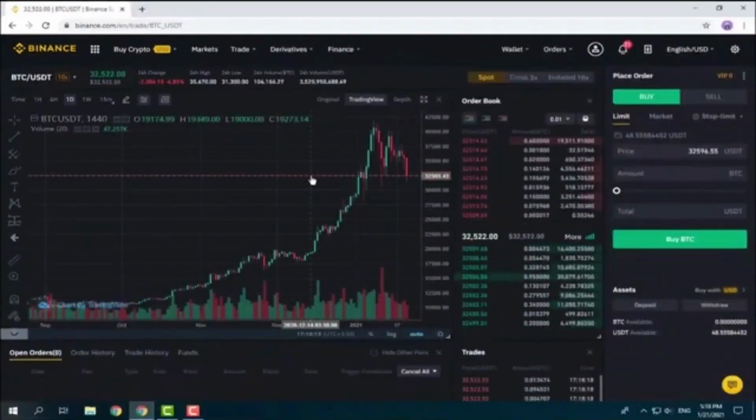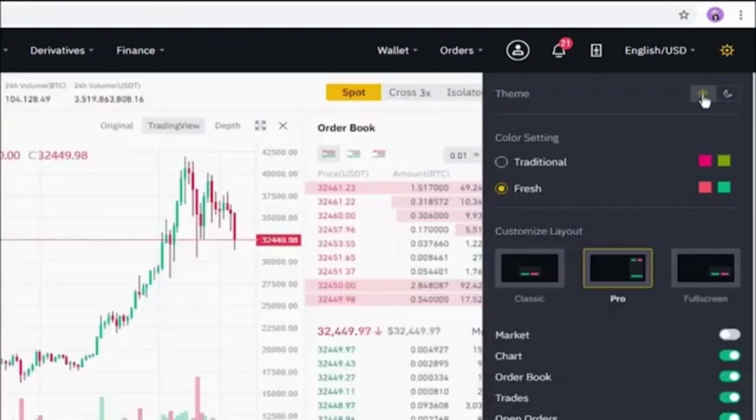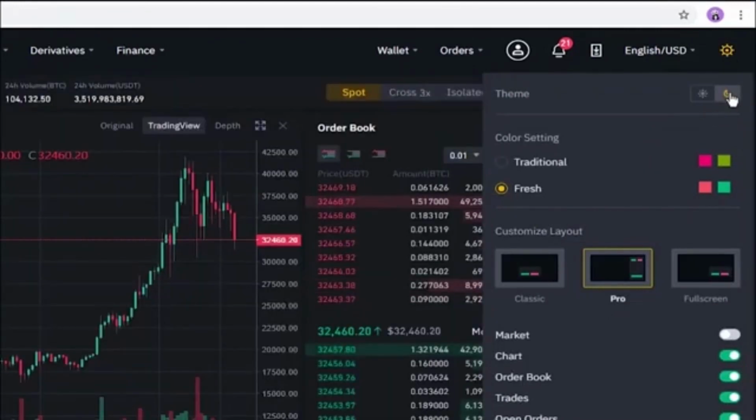We are in the exchange now. First, let me show you the difference between classic and advanced. Here in the top right of the window, we have the setting button. Here you can switch between light or dark mode, as you can see. And here you can change the red and green color into traditional or fresh. We keep it fresh. And here you can customize the layout of the window, which is actually the classic or advanced that was labeled in the homepage.